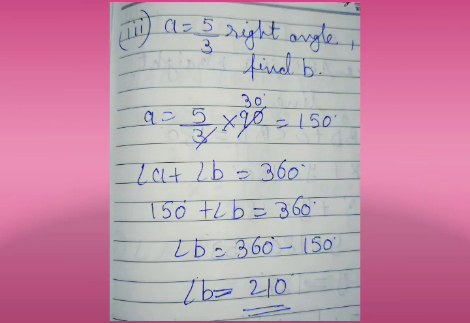30 into 5 is what? 150 degree. And again you know A plus B is 360 degree. Then 150 plus angle B is equal to 360. So angle B will be equal to 360 minus 150. This is equal to 210.